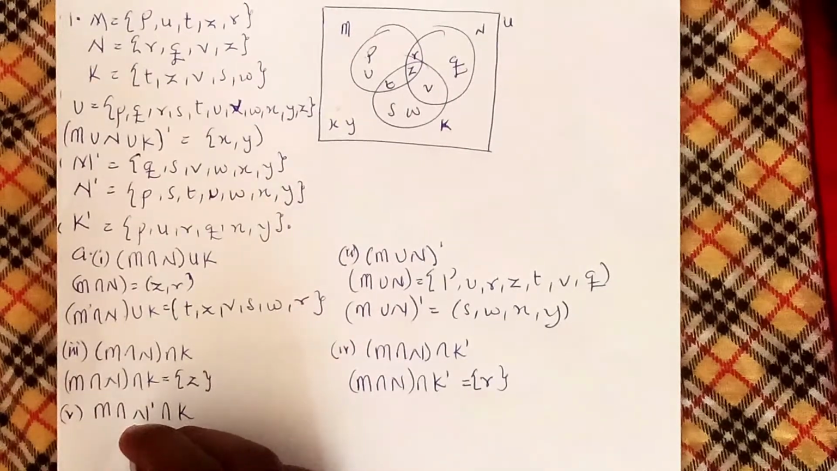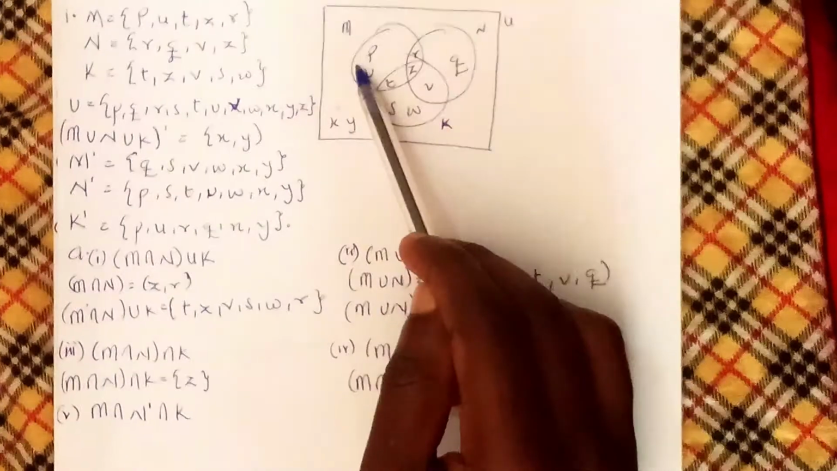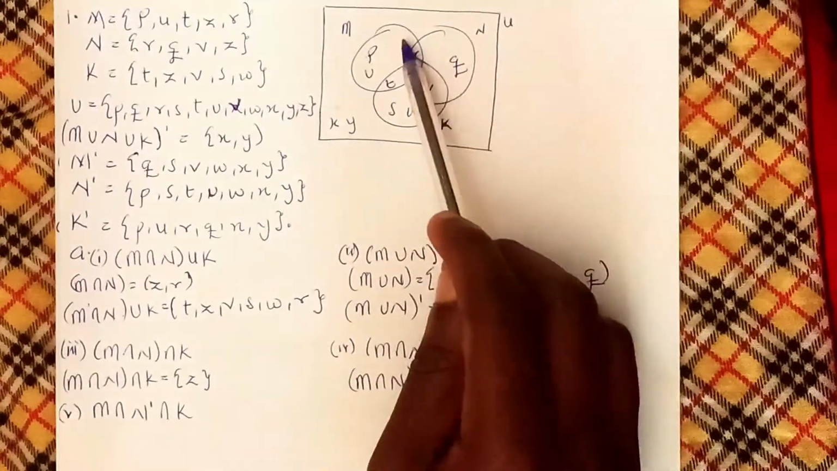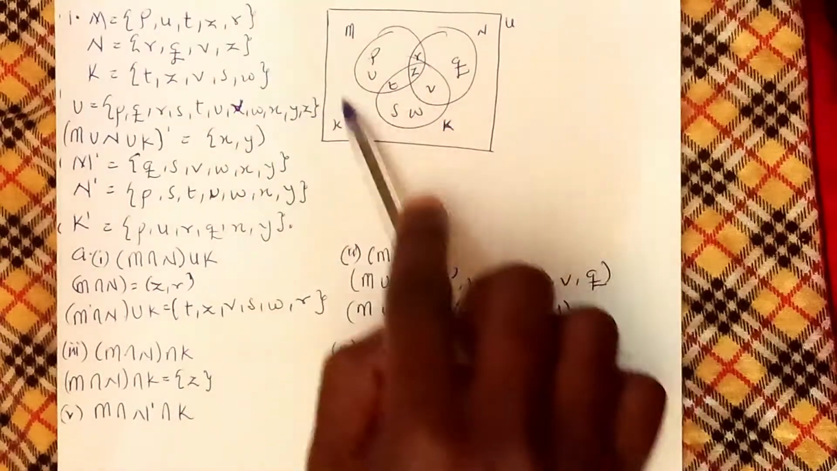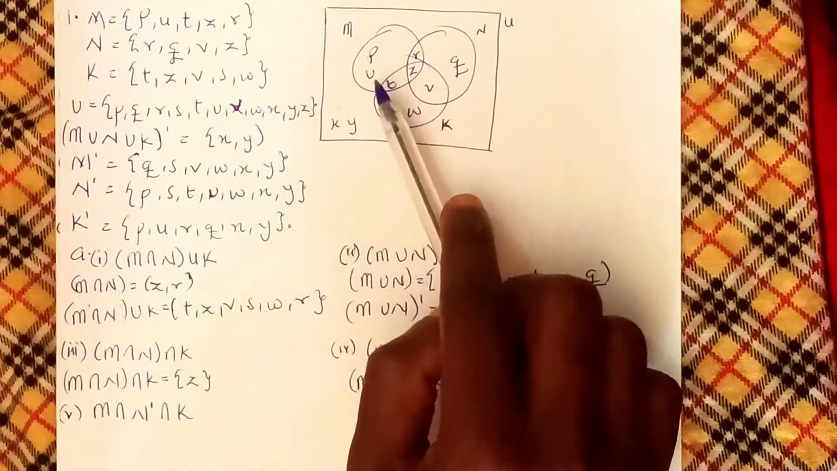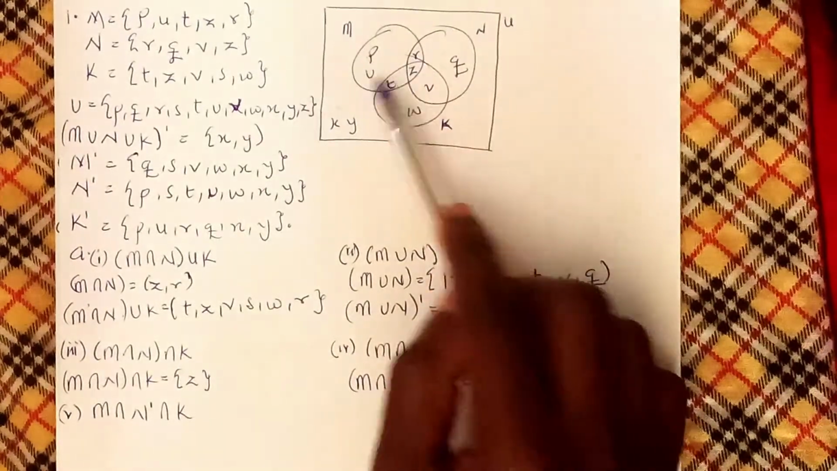M intersection N prime. So we have our M to be here. N prime is these members, the members that are not part of N. So all these members are not part of N. So if you are finding M intersection N prime, they are P, U, and T.